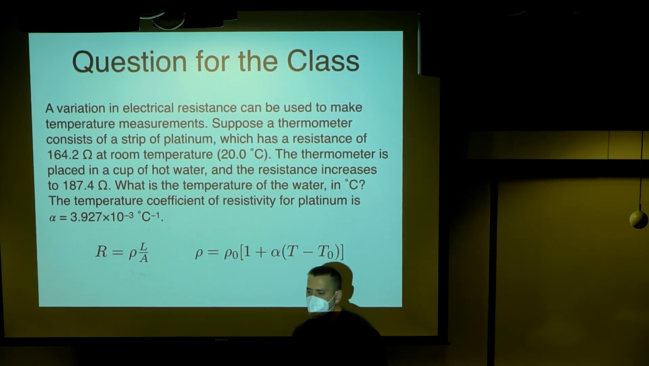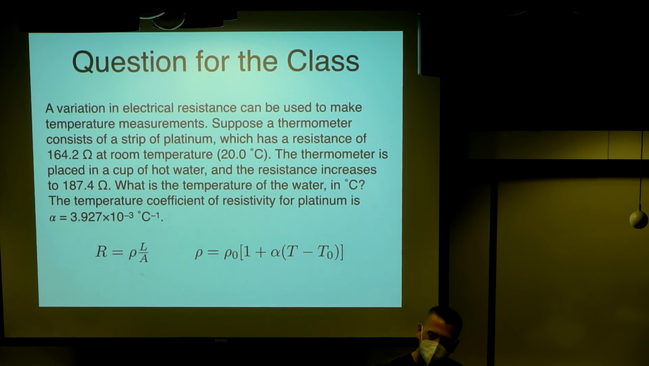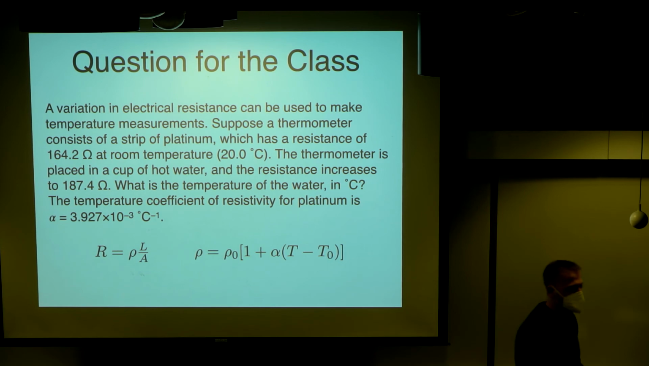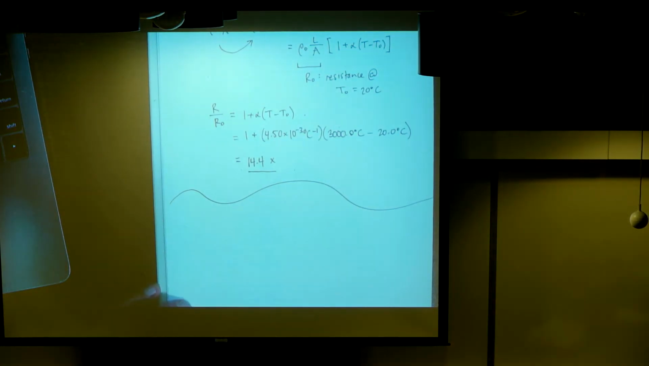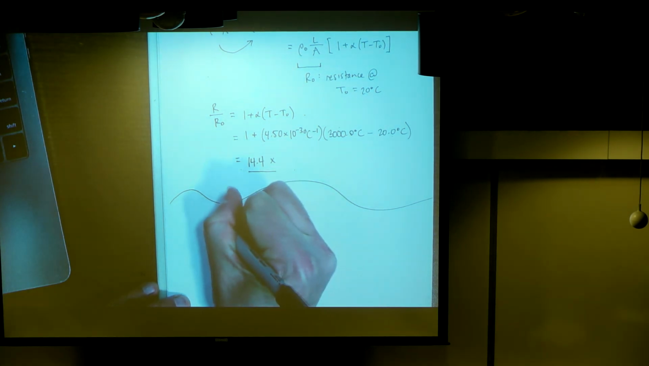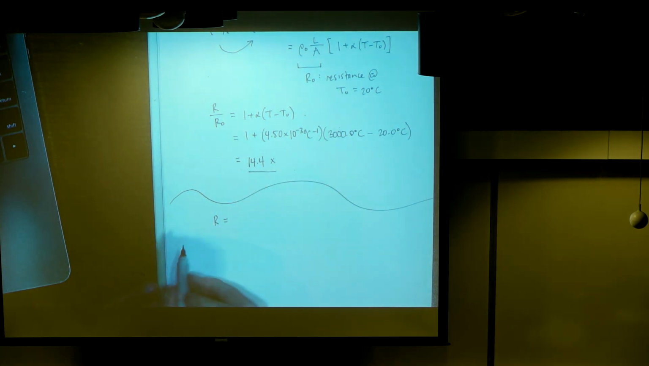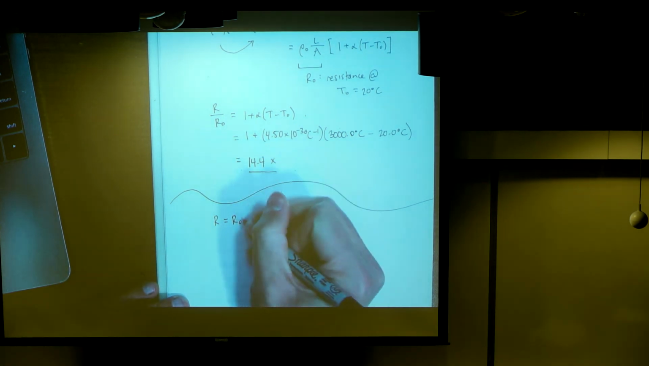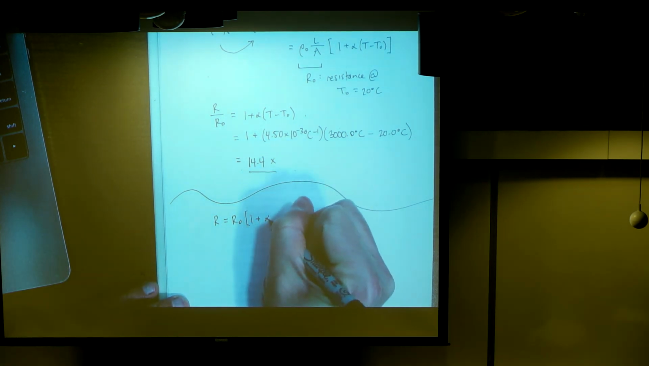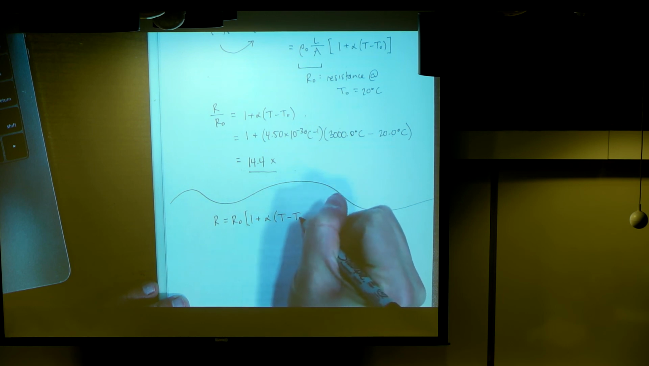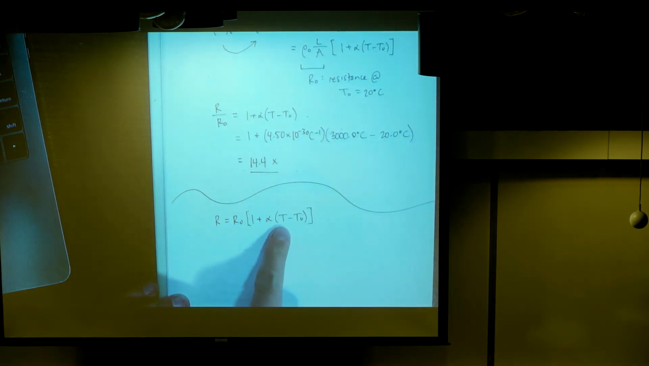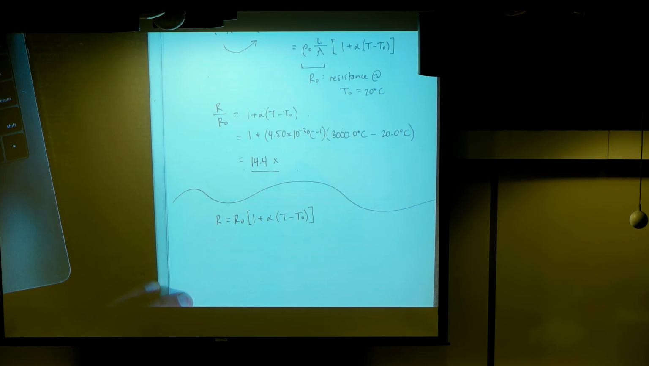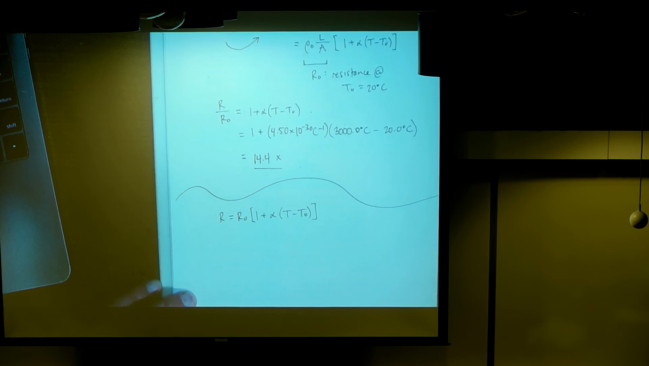Okay, let's take a minute to go through this. Does anyone have the answer? 56 degrees Celsius? 56 degrees Celsius, that's right. So again, we can use the previous problem as a starting point. We said that resistance at some temperature is equal to resistance R naught at room temperature times 1 plus alpha (T minus T naught), where T is your new temperature and T naught is your room temperature. So we're just solving for T here.